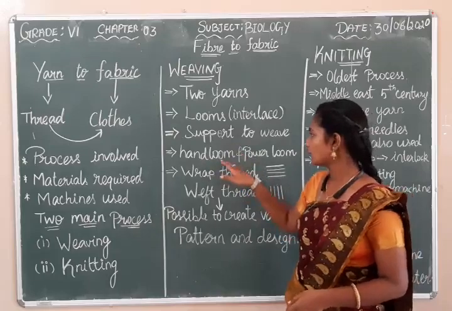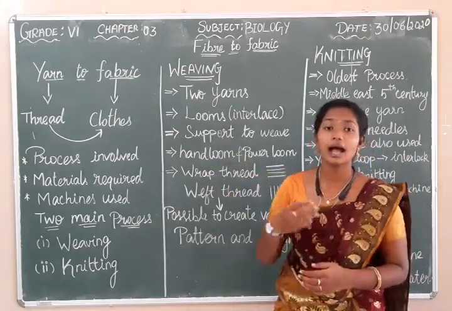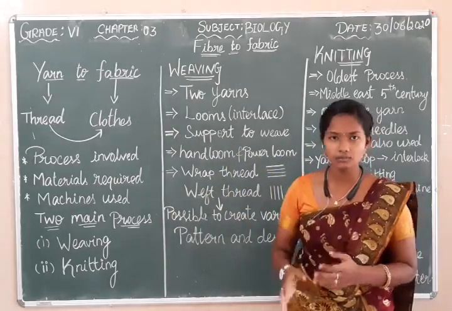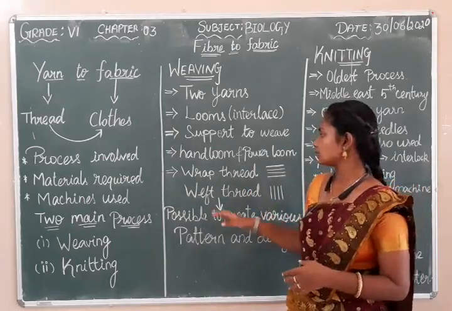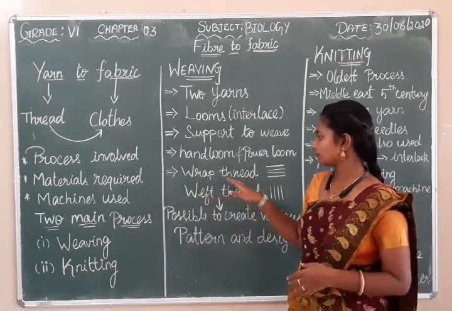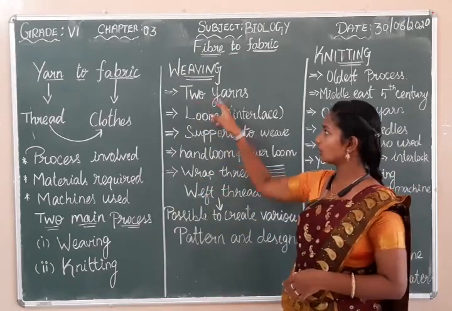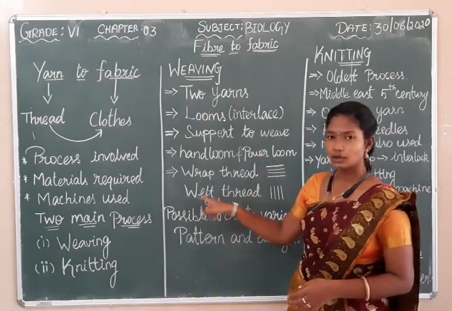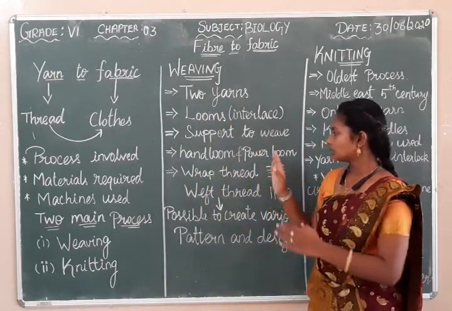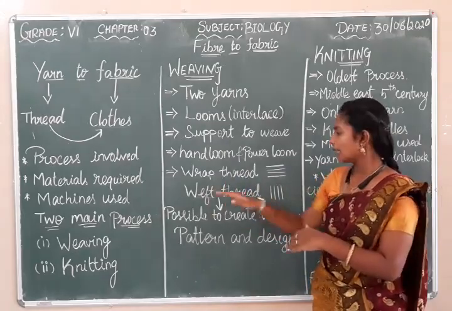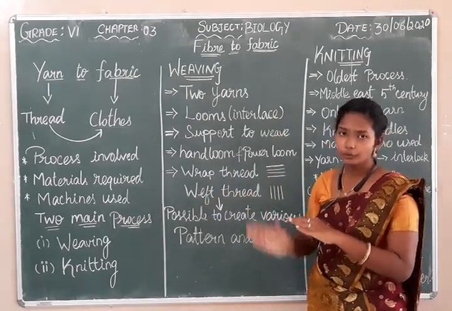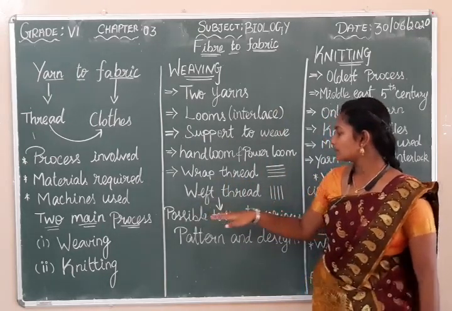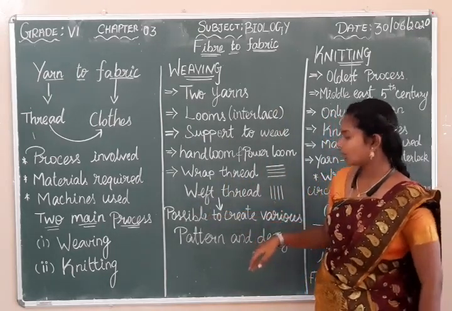Here we use hand looms and power looms. Hand looms are hand operated, so it is done manually, and power looms are run through machines. There are two threads, the warp thread and the weft thread. So here we said that two yarns are used. One yarn is the warp thread, and another yarn is the weft thread. The warp thread runs across the loom, and the weft thread runs top to bottom. This makes a fabric, and the weft thread makes it possible to create various patterns and designs.